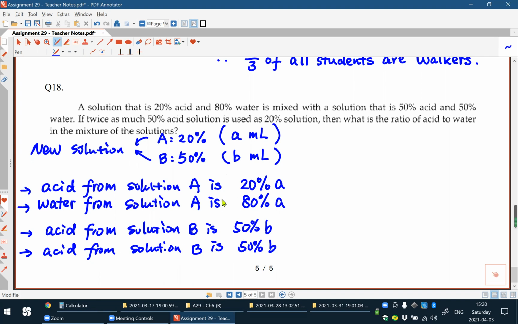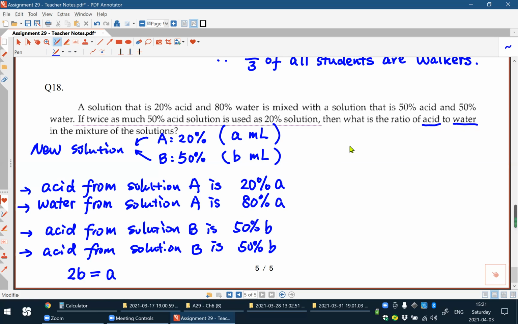What else do we know? We also know that twice as much 50% is used as 20% solution. What does this mean? That means the relationship between A and B is given, right? So we also know that 2B is A, right? And what we want to know is the total amount of acid to the water.